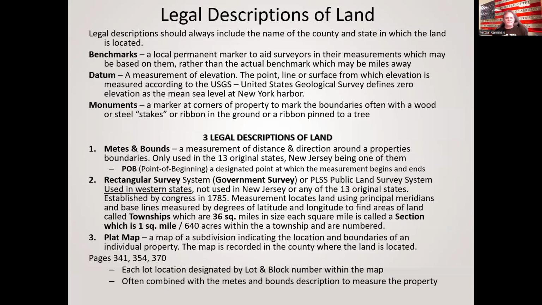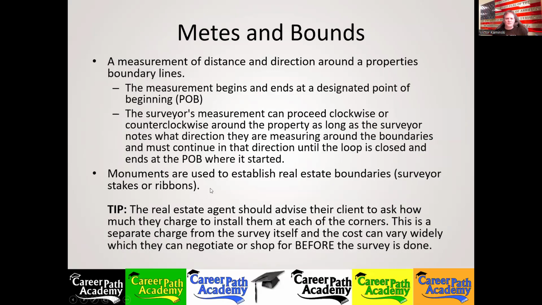All right. So once again, benchmarks, data, monuments, we got the metes and bounds, the point of beginning, the rectangular government survey, and the plat map. So metes and bounds is a measurement of distance and direction around the property's boundaries. The measurement begins and ends at a designated point of beginning. That's the point where the surveyor begins their measurement around the property's boundaries.